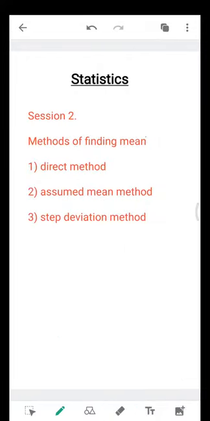In this class we are going to learn different methods of finding mean. You can see on the screen the first method is the direct method, then the assumed mean method and the step deviation method. So we have these three methods for finding mean.